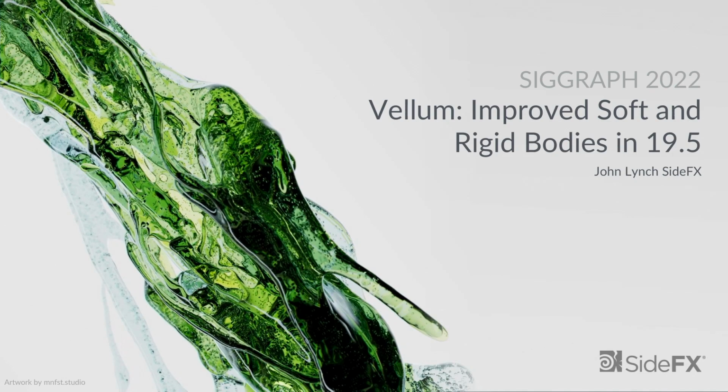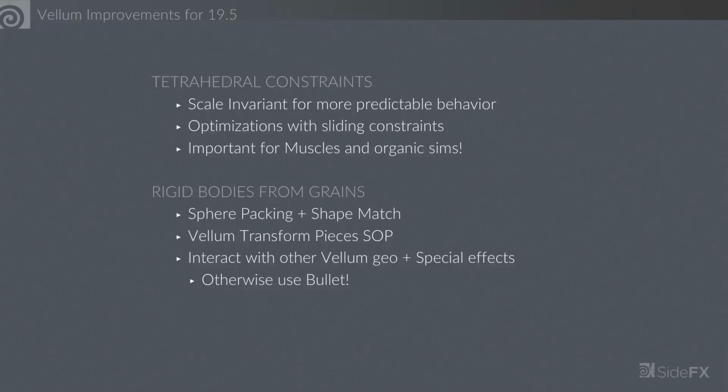It was not a long development cycle for 19.5, so there's not a huge amount of stuff, so we're actually going to backtrack a little bit to 19 as well and show some things that got backported to 19 and that just were in 19 in the first place that are a little more obscure that people might not know about. So some of the improvements for tetrahedral constraints, basically we introduced a new model for scale invariance.